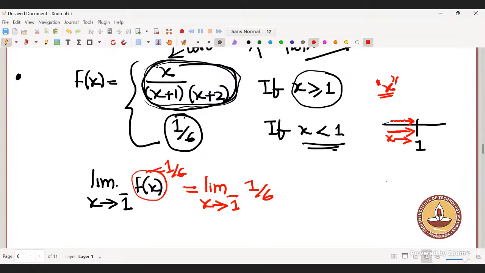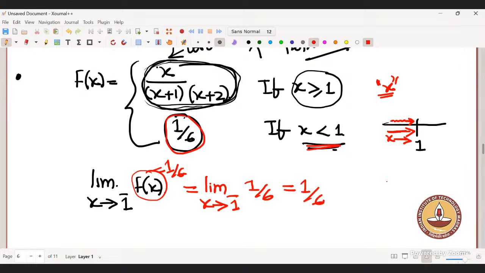Okay, which means, since we are approaching 1, we substitute x equal to 1. That's what it is, right? The value of the function is 1/6. Okay, that 1/6 is what we are substituting. Because we are coming to 1 from the left hand side, x is less than 1, and in that case f of x is 1/6. Correct. So that means this limit is 1/6.